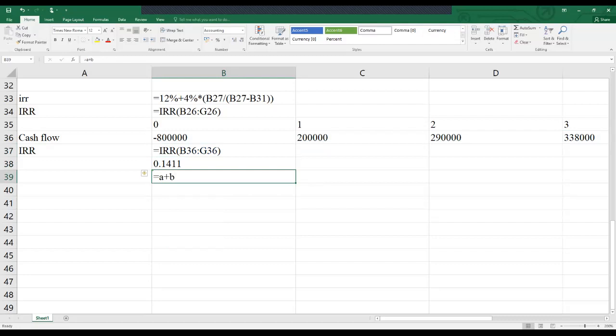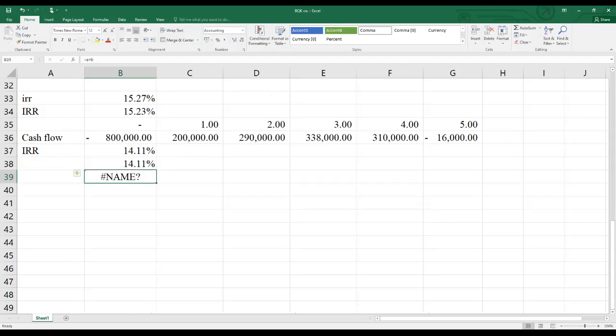Clear? Okay, great. That's what you were meant to have done in that particular example.